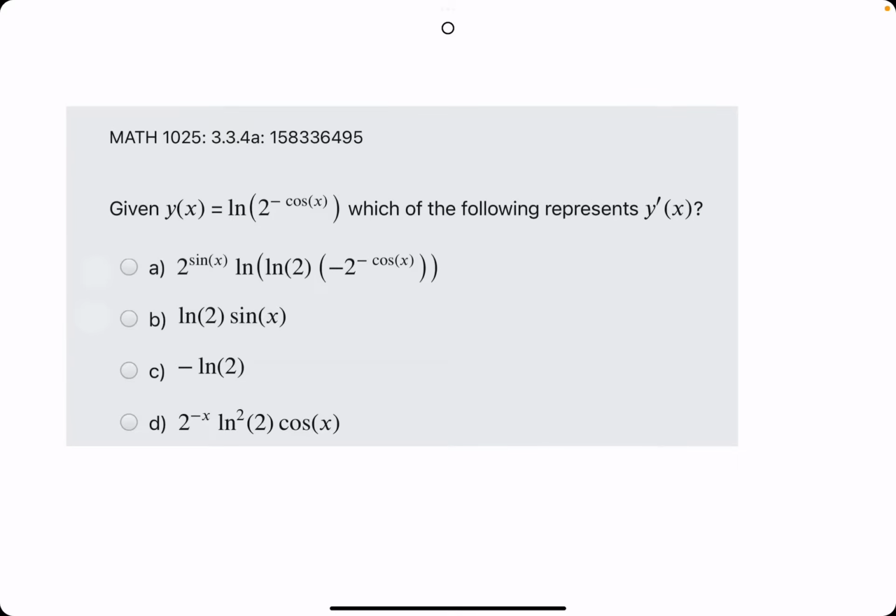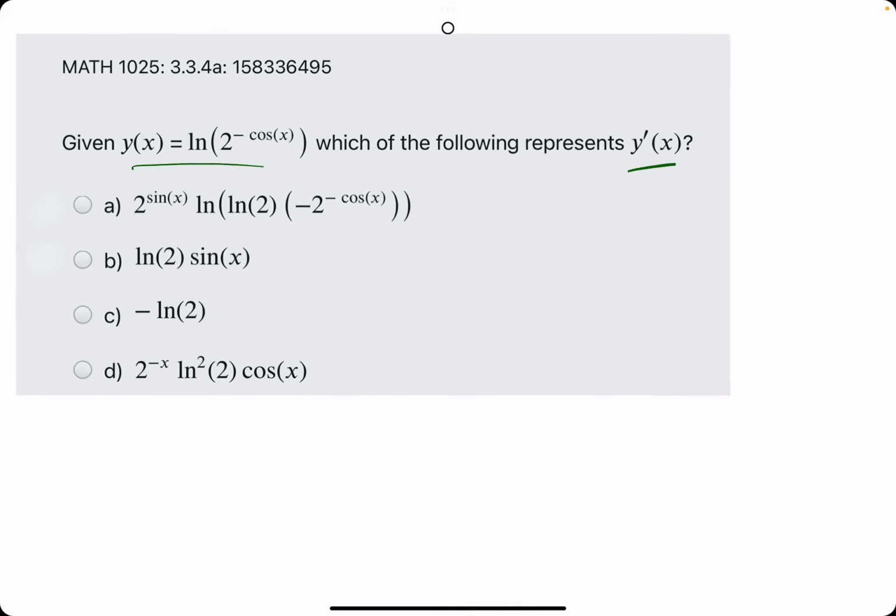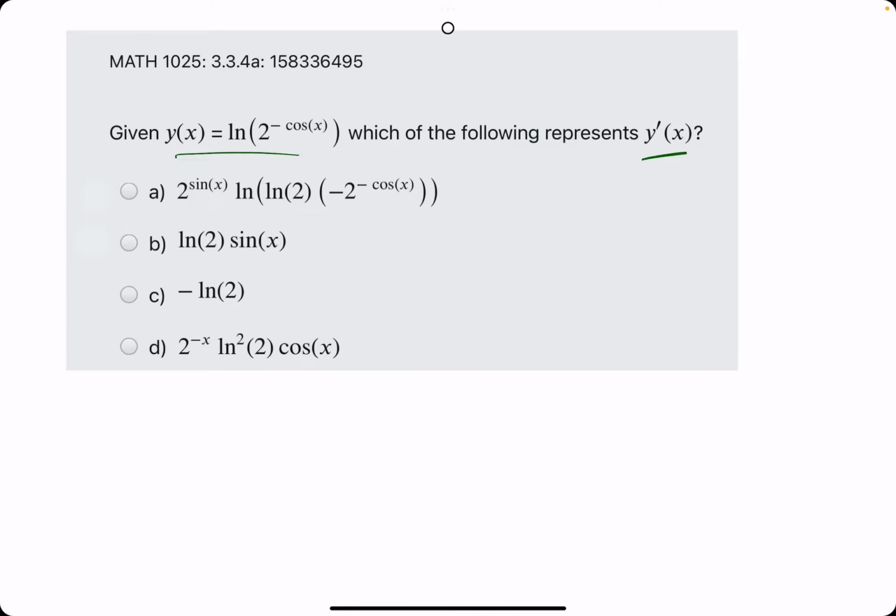Okie dokie. In this problem, we are given the function y of x with multiple layers, and of course we are finding the derivative using chain rule. Lots of practice in this quiz. This is the main focus, so let's jump right into it.